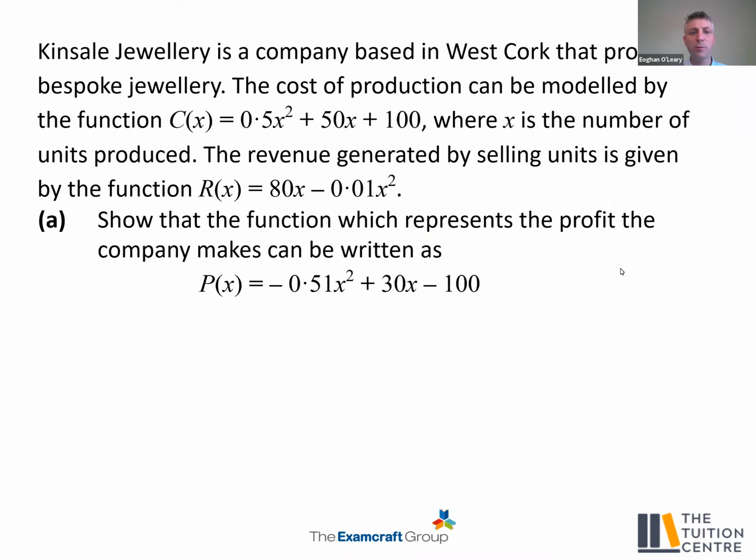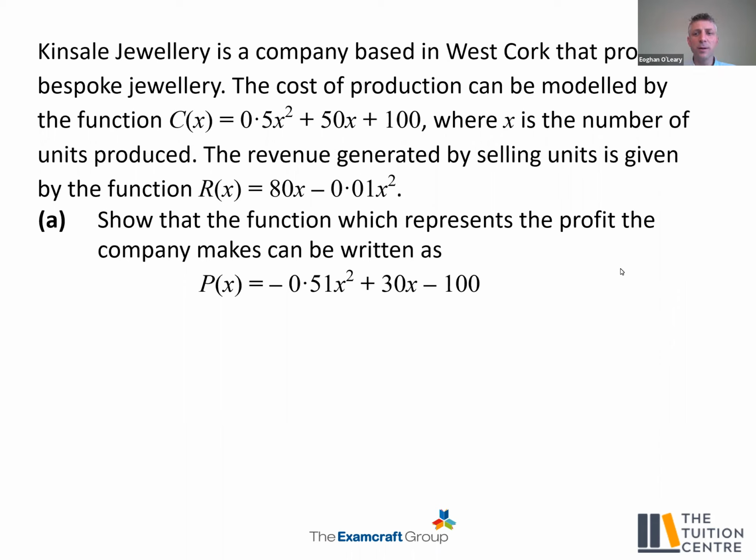The cost production function can be modeled by C(x) is equal to 0.5x squared plus 50x plus 100, where x is the number of units produced. The revenue, which is income, generated by selling units is given by the function R(x) is equal to 80x minus 0.01x squared. Show that the function which represents the profit made by the company can be written as follows. P(x) is equal to minus 0.51x squared plus 30x minus 100.